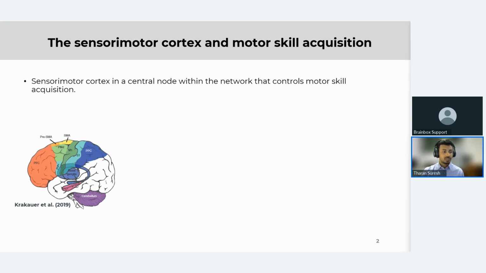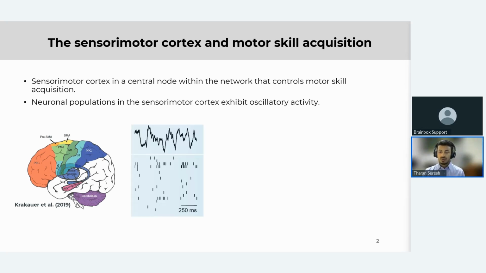Given the significance of motor learning and control in humans, the larger allocation of the brain regions for this function is very important. And neuronal populations in the sensorimotor cortex exhibit oscillatory activity that reflects synchronous firing of neurons in the underlying regions.